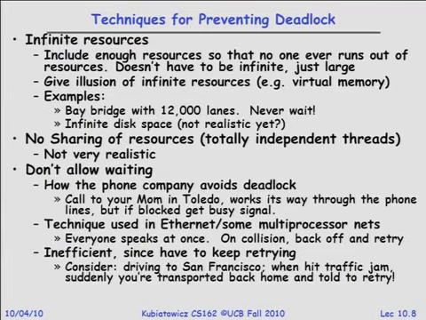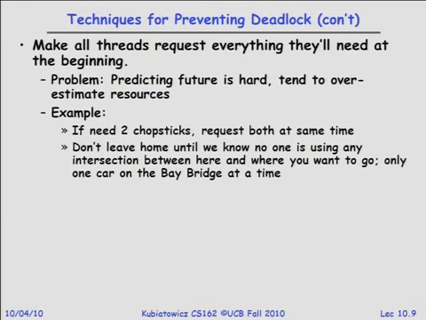Another technique is we could make all threads request everything they need at the beginning. If everybody always requests everything they need, then we either give them all their resources or not, and therefore they're never in a hold and wait scenario. You either get everything you need up front or you don't. We just got rid of deadlock. If you need two chopsticks, you request both of them at the same time. Or you don't leave home until nobody's using any intersection between here and San Francisco.